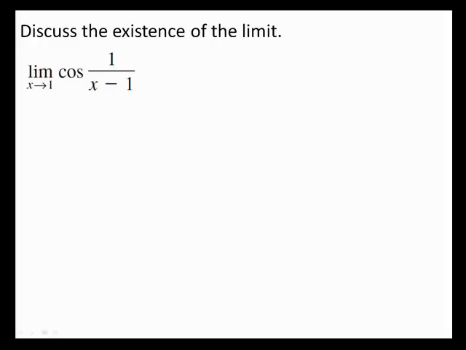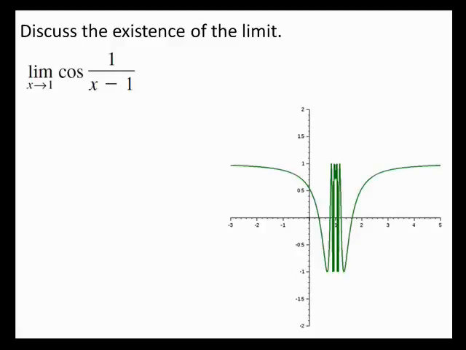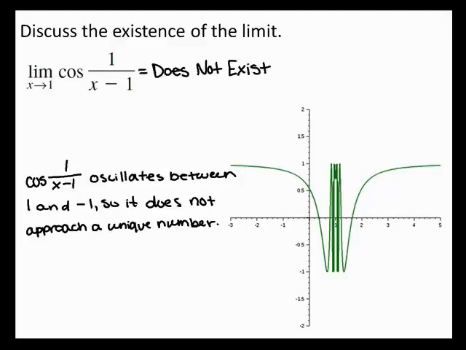Discuss the existence of a limit. The limit of the cosine of 1 divided by x minus 1 as x approaches 1. Let f of x equal the cosine of 1 divided by x minus 1. Graph f of x. You can see that as x approaches 1, f of x oscillates between negative 1 and 1. So the limit does not exist, because no matter how close you are to 1, it is possible to choose values of x such that f of x is equal to 1 and negative 1.